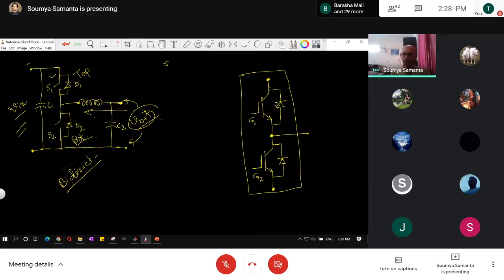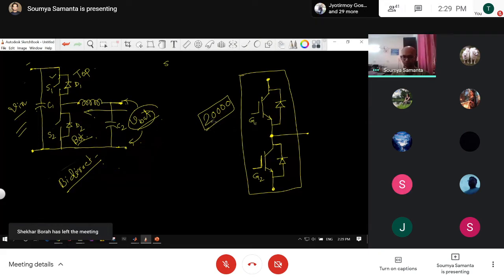But this IGBT can turn on or turn off up to 20,000 times per second. You can imagine how fast it is operating, 20 to 25,000 times turn on and turn off. So this is a very fast device compared to the mechanical one. The basic operation is the same. This is basically a switch, but the speed of operation is very fast.